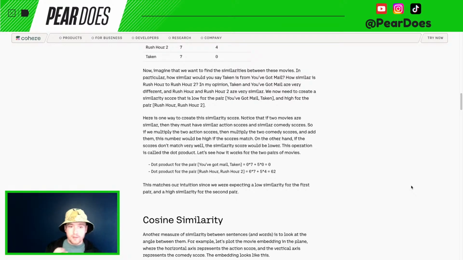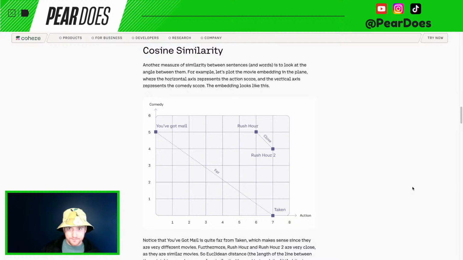So for You've Got Mail and Taken, You've Got Mail was a 0 for action, and Taken was a 7, so 0 times 7 is 0. And then for comedy, You've Got Mail was a 5, and Taken was a 0, so also 0. So 0 plus 0 is 0, meaning that these are not similar whatsoever. But if we do the same for Rush Hour and Rush Hour 2, 6 times 7 plus 5 times 4 is 62. The higher that number is, the more similar they are, because that is a similarity score. And this matches our intuition, since we were expecting a low similarity for the first pair and a high similarity for the second pair.